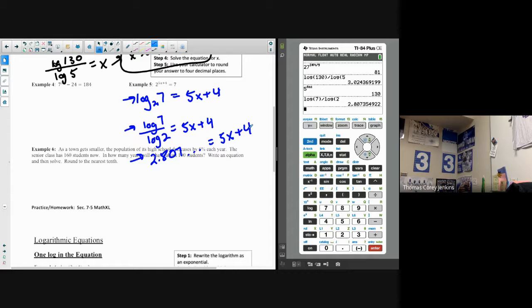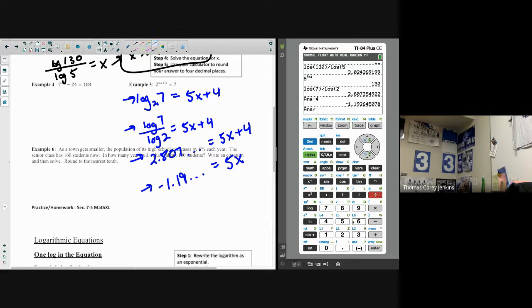Okay, so instead of deleting this in my calculator, I'm just going to go ahead and solve for x. So first thing would be minus 4. So I just hit minus 4. That'll take 4 off my answer, so that'd be negative 1.19 something, equal to 5x. Then we divide whatever's left by 5. So just hit divided by 5. And this way I'm not going to round until the very end, right?